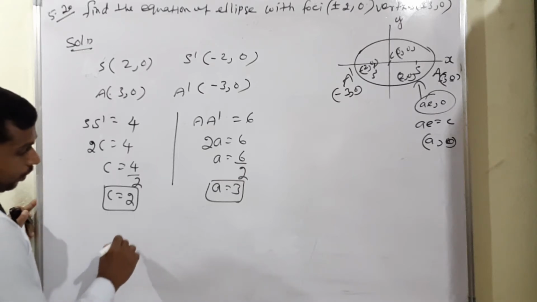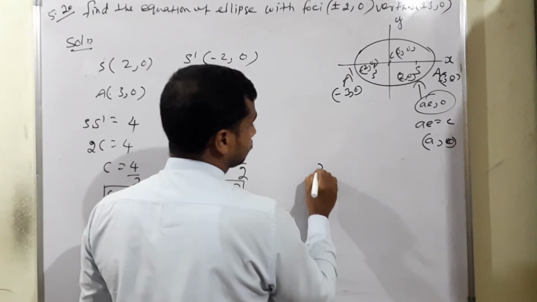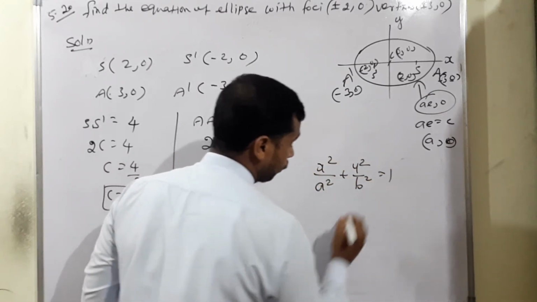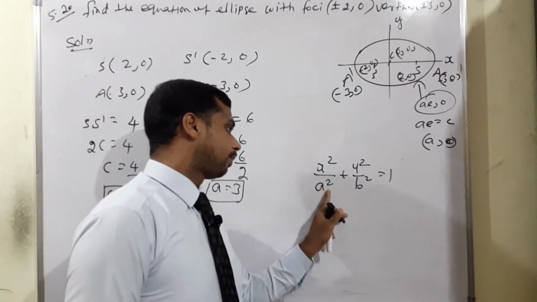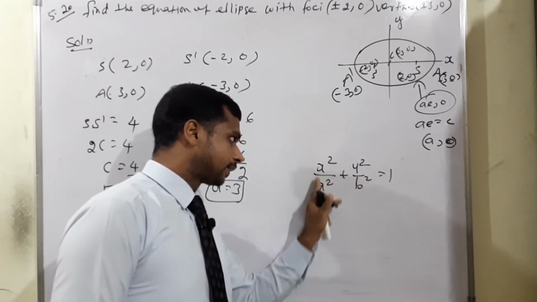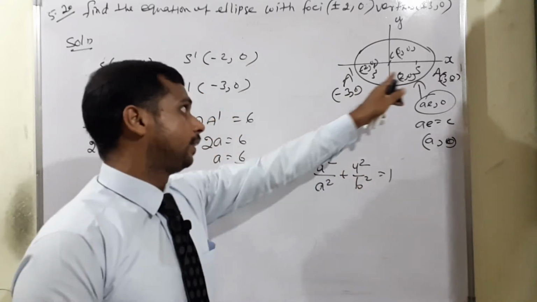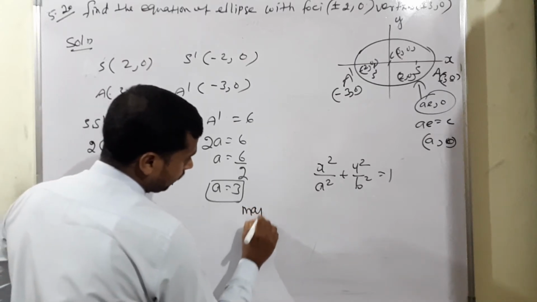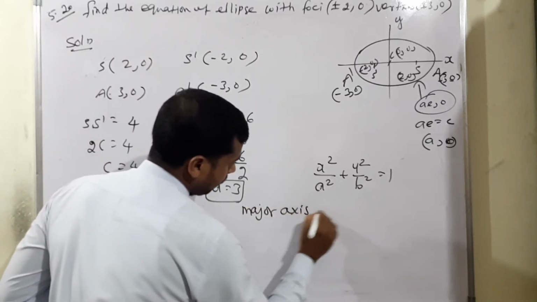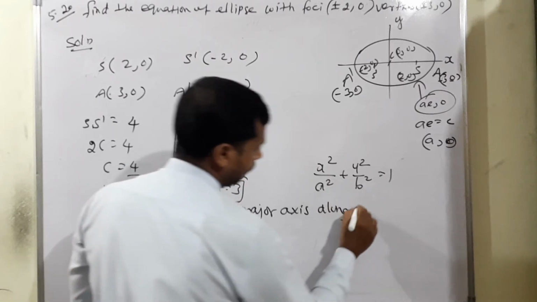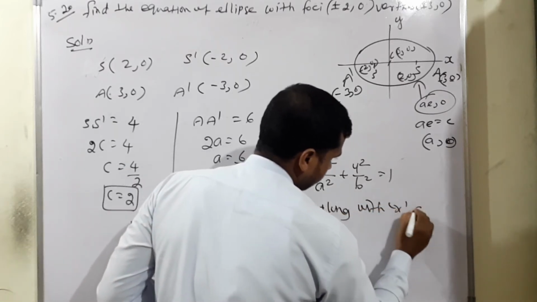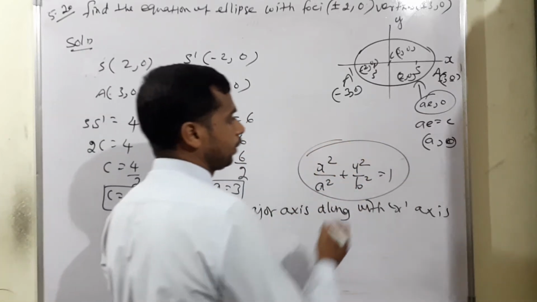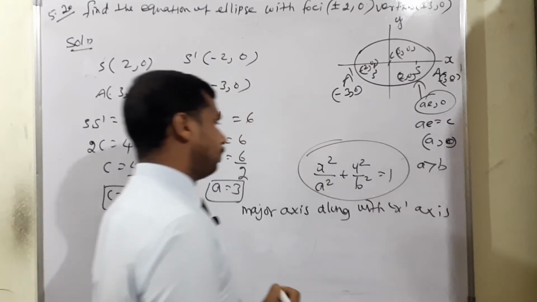We can apply B square, because the equation of the ellipse is x square by a square plus y square by b square is equal to 1. Sometimes the denominator value is bigger under x, but in this condition the major axis is along the X axis. So x square by a square plus y square by b square is equal to 1, where a is always greater than b.